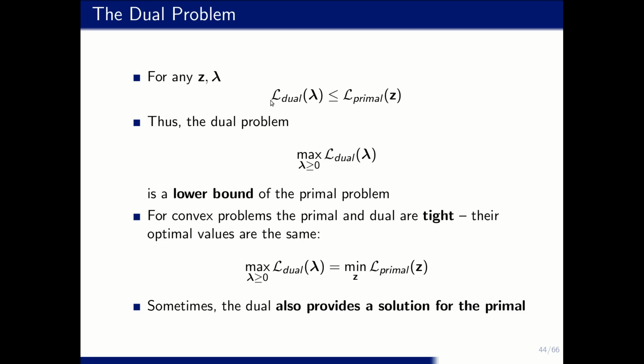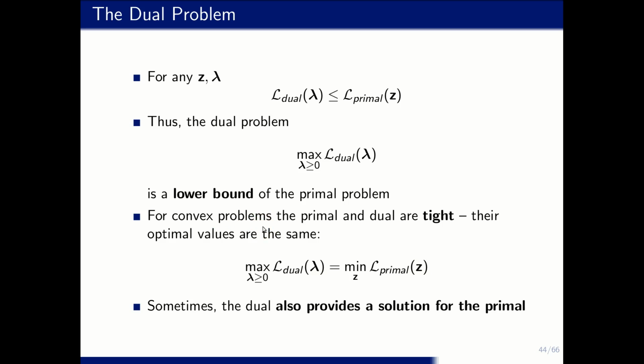So again, L dual for any lambda is smaller than L primal from Z, and therefore maximizing L dual gives a lower bound, and the best lower bound, of the primal problem. An interesting observation for convex problems is that the primal and the dual are tight. So essentially their optimal values are the same. So if we maximize the L dual, this is the minimum of L primal. This is something which happens in convex problems.